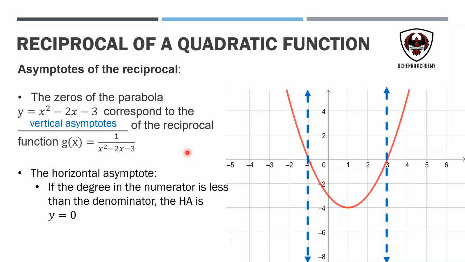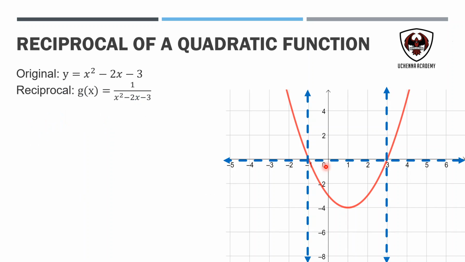The horizontal asymptote: if the degree in the numerator is less than the degree in the denominator, the horizontal asymptote is y equals 0. So here's your shortcut, something that you should commit to memory. If the degree of x in the numerator is less than in the denominator, and here we don't even have an x in the numerator, so it's definitely smaller than the degree of 2 in the denominator, then the horizontal asymptote is just along the x-axis, or y equals 0. So the original function is listed here, the reciprocal function is listed here. What else can we figure out?